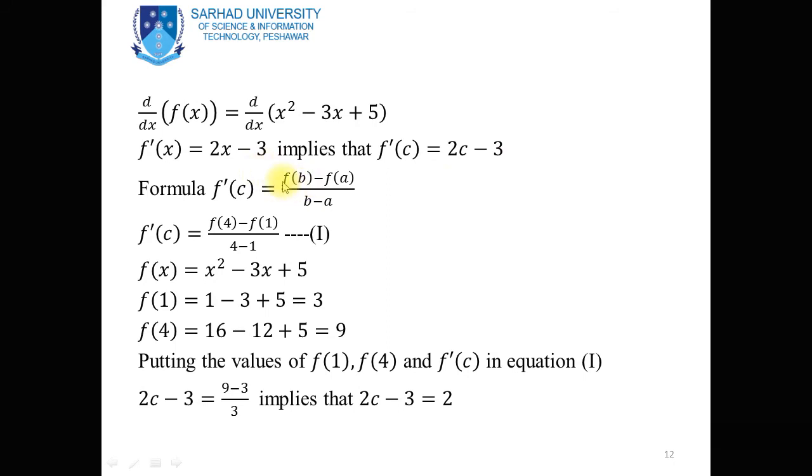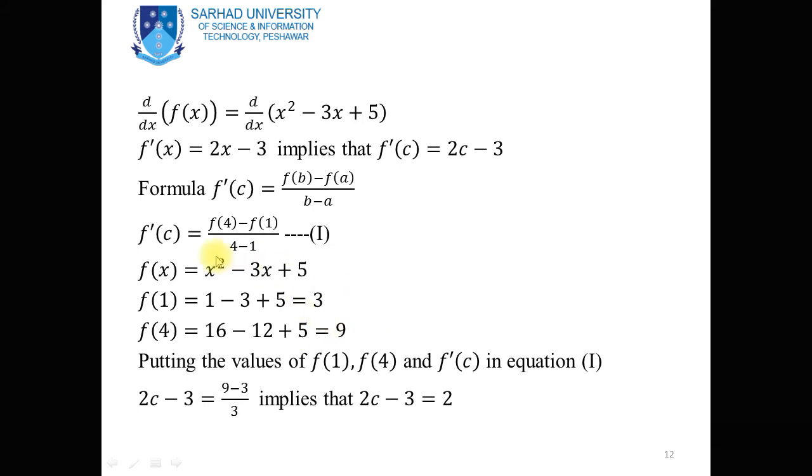Now this is the mean value theorem: the derivative of the function at x equals c is equal to f of b minus f of a divided by b minus a. Now at the end points, the b value is 4 and the a value is 1. So f of 4 minus f of 1 divided by 4 minus 1, and this is equation number 1. Now we calculate f of 1, which is 1 minus 3 plus 5, equal to 3, and f of 4 is 16 minus 12 plus 5, which is equal to 9.